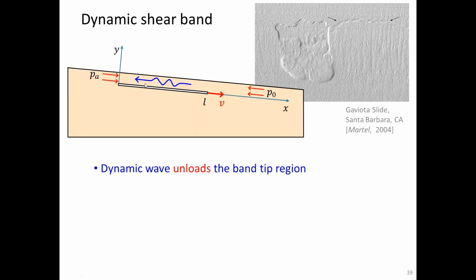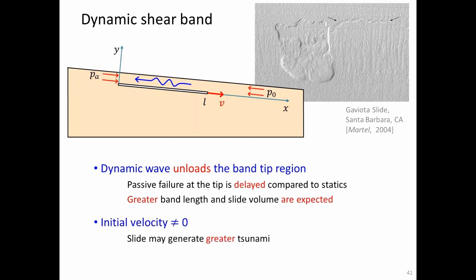Even before we talk about the reflection wave, this stress wave is propagating in the upward direction, which means this wave is basically decreasing the gravitational shear stresses. So this wave unloads the self weight of the slide. So possibly the passive failure at the bottom tip is going to be somewhat delayed compared to the static analysis, which will possibly result in a greater shear band length before the global slide happens. That means the landslide volume could also get bigger. And another thing here is, since we have some wave movements along the band, the slide will probably have some non-zero initial velocity when we have the global failure.